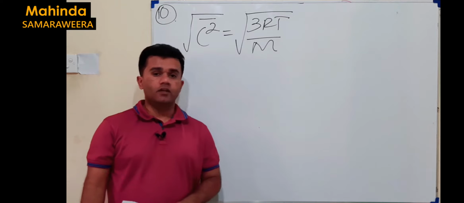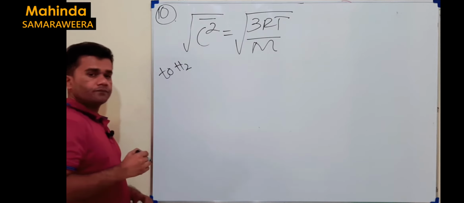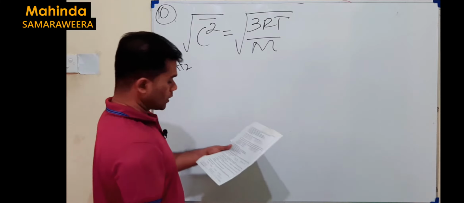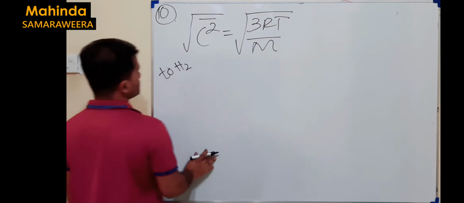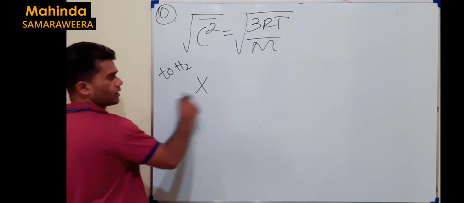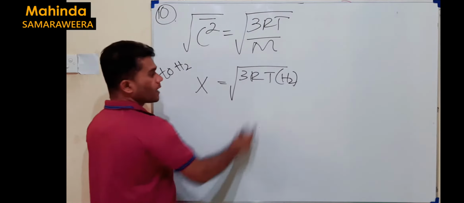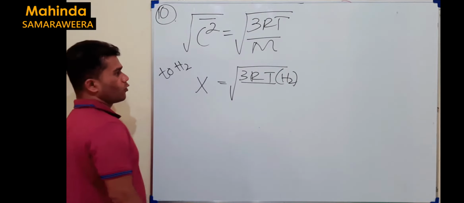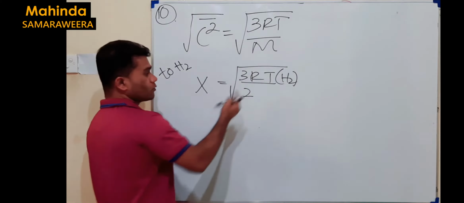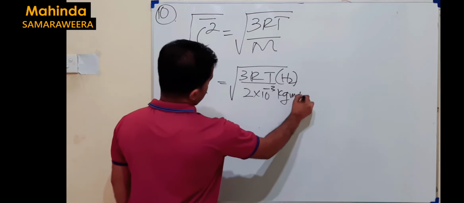This is again a derived equation. You have to remember that one. If I apply this to hydrogen, here it says the root mean square speed of hydrogen is root 7 times the root mean square speed of nitrogen. Okay, then let's take X as the root mean square speed of hydrogen. That's equal to the square root of 3R times T for hydrogen divided by capital M. So what's capital M? It's the molar mass. Molar mass of hydrogen is 2. Normally the molar mass should be kept in kilograms per mole, so 2 times 10 to the power of minus 3 kilograms per mole. That's the first equation.